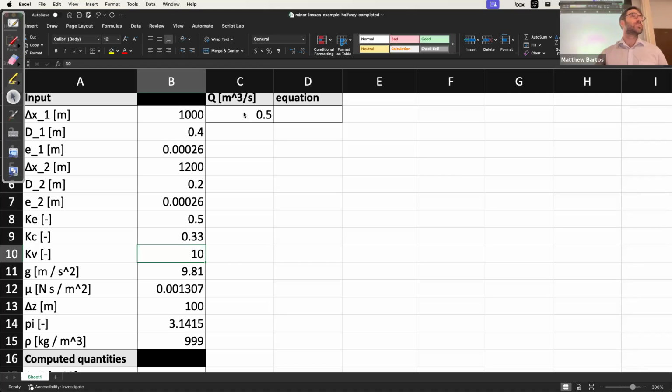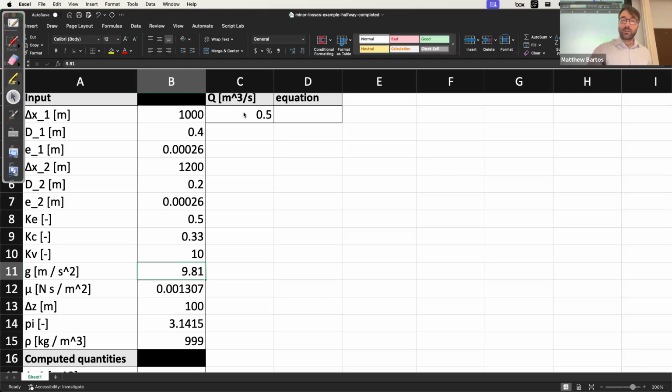If you'll remember, one of these coefficients we actually had to guess. Kc, the contraction loss coefficient, depends on what parameter that we did not know? Velocity. So Kc depends on velocity, so we had to guess a velocity, and based on that, we came up with a guess for Kc.